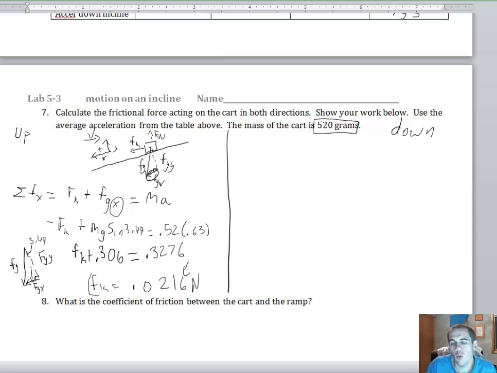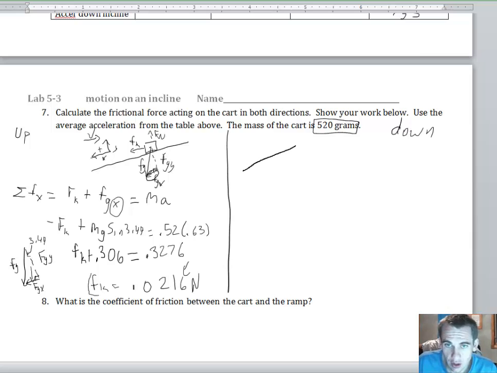Now, before I come over here and do the downhill side, what should I expect the friction to be? Well, the normal force didn't change because the angle didn't change. The coefficient of friction didn't change because it's still the same cart. So I expect it to be exactly the same except opposite. Now, in experimental data, there's always a little bit of error, so we'll see how we do.